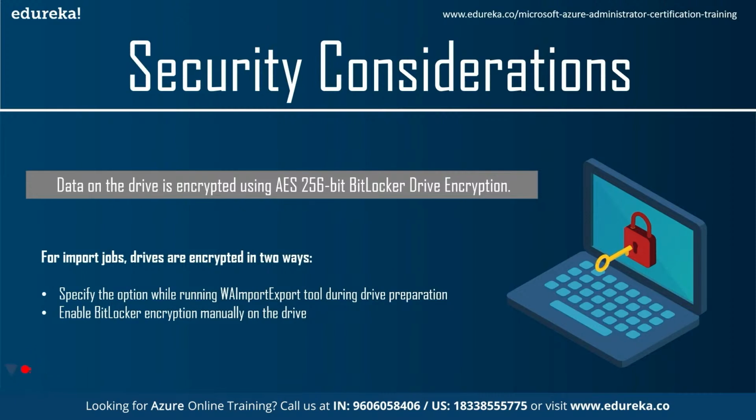For import jobs, drives are encrypted in two ways. First, specify the option in the dataset file while running the WAImportExport tool during drive preparation. Second, enable BitLocker encryption manually on the drive. Specify the encryption key in the driveset file when running the WAImportExport tool command line during drive preparation. The BitLocker encryption key can be further protected by using an external key protector, also known as the Microsoft managed key or a customer managed key.